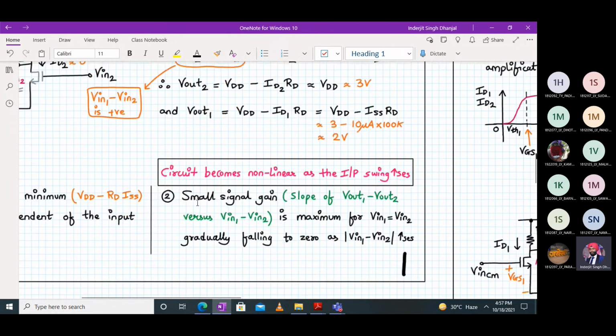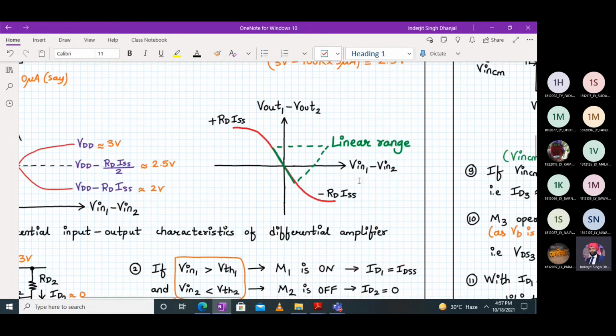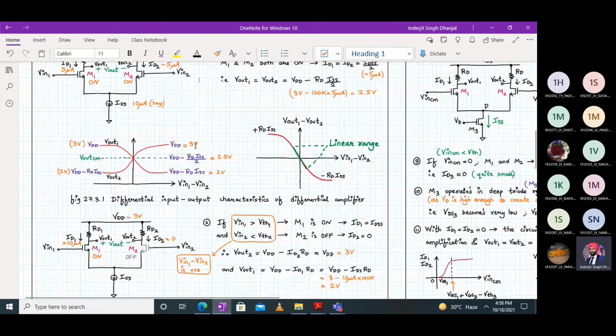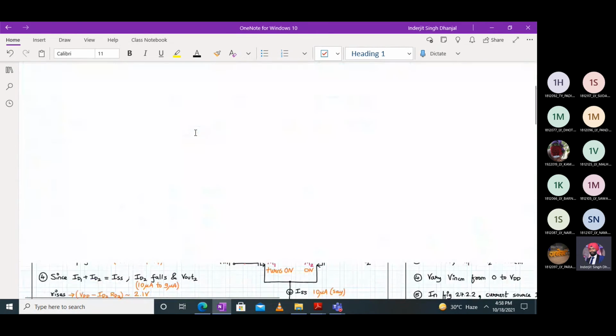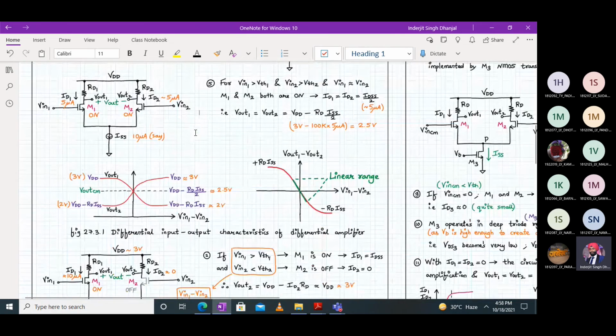So here the small signal voltage gain is maximum for V in 1 equal to V in 2, and it will gradually fall to 0 as the V in 1 minus V in 2 difference increases, as it's very clear over here. It will be maximum over here, and as the difference between V in 1 and V in 2 increases, it will be almost equal to 0. There will be no slope over here, right? It will be almost like a flat line. So this was about the qualitative analysis of the differential amplifier. Okay. Any doubt in this?